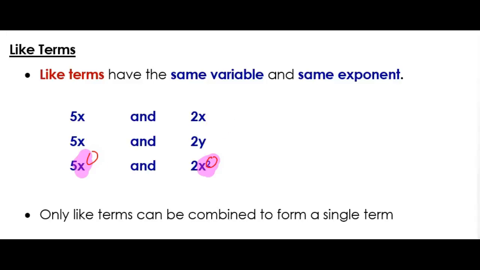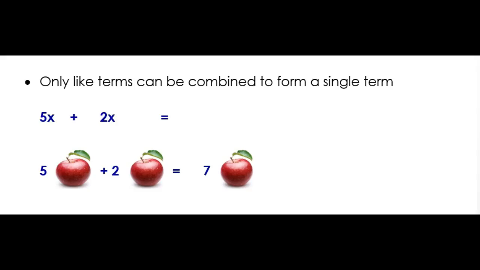So, some important pointers to remember. Again, only like terms can be combined to form a single term. I like to think of the variable as representing something real, because it helps me make sense of what's going on. In this case, I have 5 x's that I'm adding to 2 more x's. If x was representing apples, if I have 5 apples and I add 2 more apples, how many apples do I have? I have 7 apples. In the same way, 5x plus 2x will give me 7x in total.